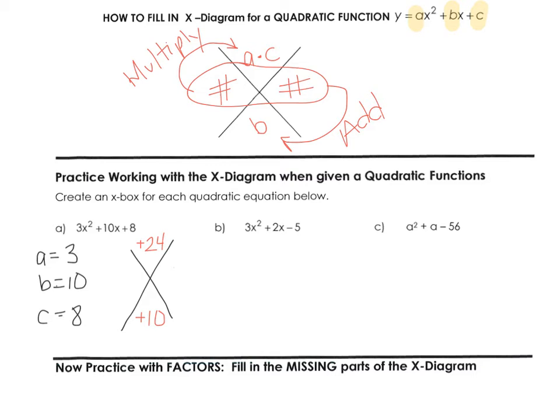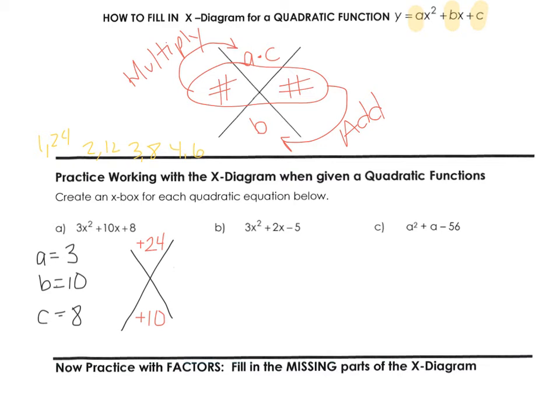Okay, so I'm going to think about all my factors of 24. 24 has a lot of factors. And I'm just going to start listing some off. Okay, I'm thinking about factors of 24. Well, 1 and 24. What else? 2 and 12. What else? 3 and 8. What else? 4 and 6. Okay. So when I say factors of 24, I'm thinking 1 times 24 equals 24, 2 times 12 equals 24, 3 times 8 equals 24, 4 times 6 equals 24. That's what I mean by factors.